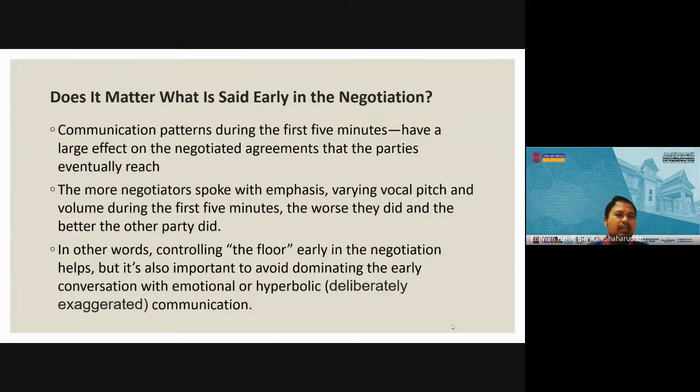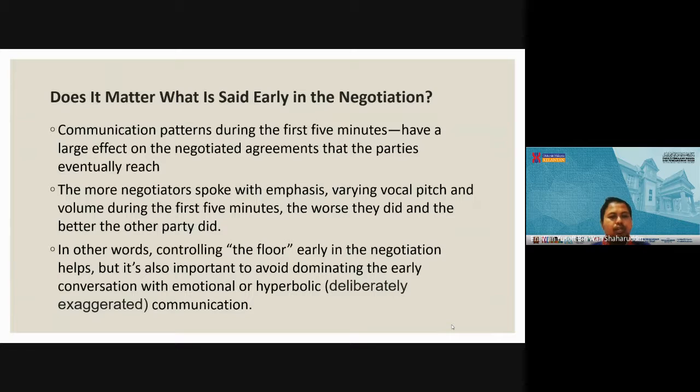So does it matter what is said early in the negotiation? Usually when you come into negotiating terms, the simplest one being buying things, for example, communication patterns during the first 5 minutes will have a large effect on the negotiated agreement that the parties eventually reach. For example, the more negotiators spoke with emphasis, using high vocal pitch and volume during the first 5 minutes, the worse they did and the better the other party did. In other words, when we control the flow of the first 5 minutes of our negotiation process, it will help.